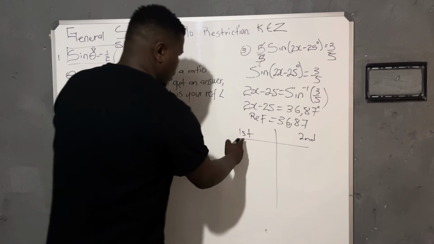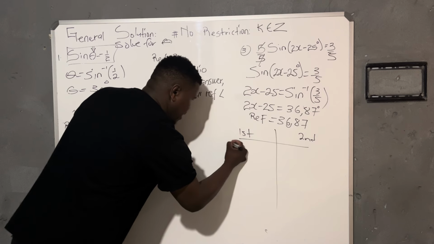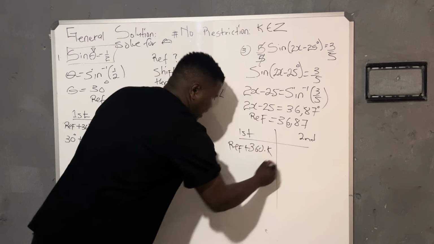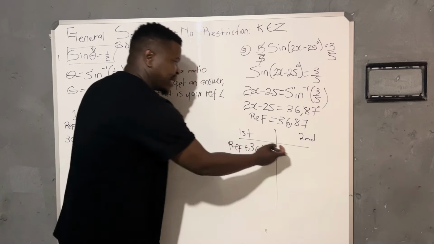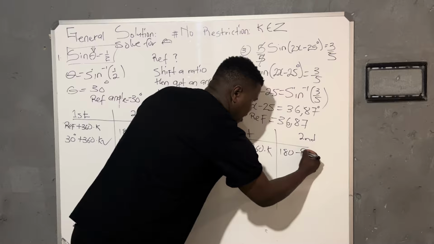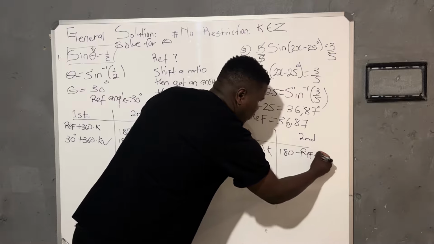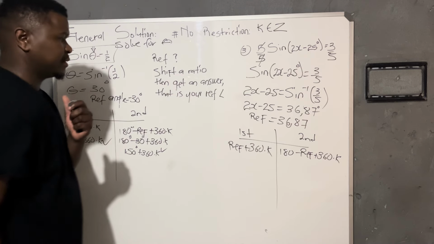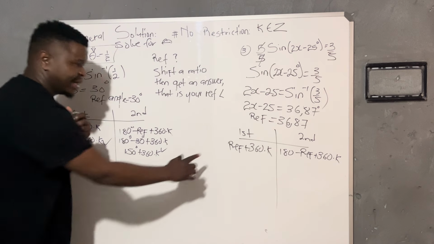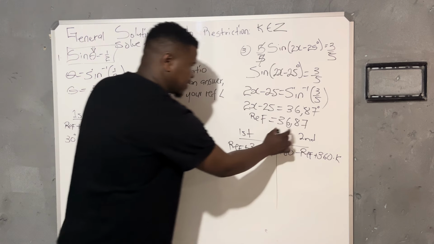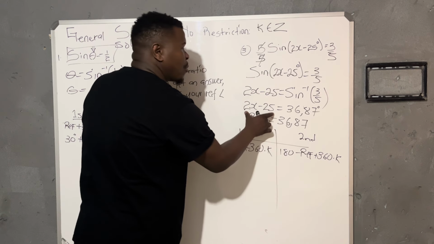Now we have reference angle plus 360 times k as the first quadrant. But here we have 180 minus reference angle plus 360 times k. My good people, you are done from here. What is your reference? You cannot just take this while you are having the problem now start here.